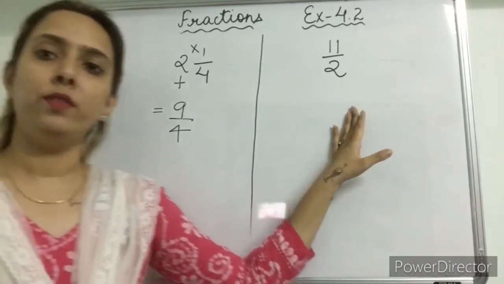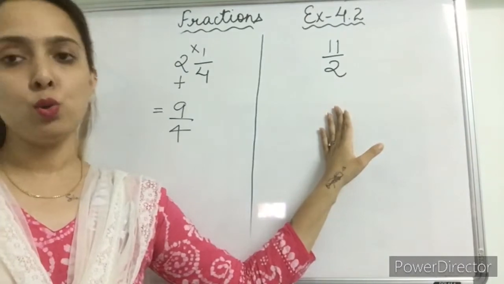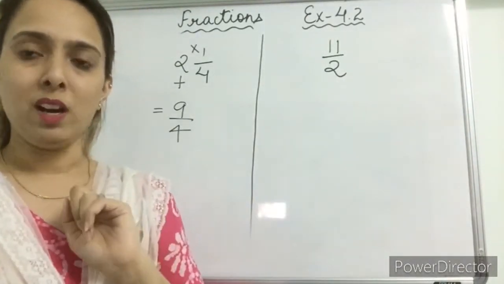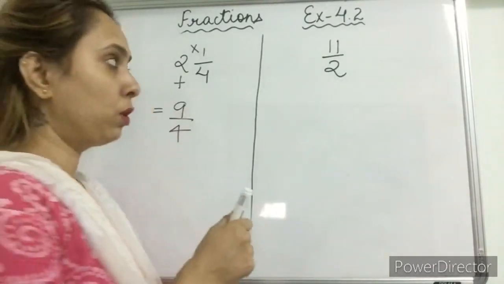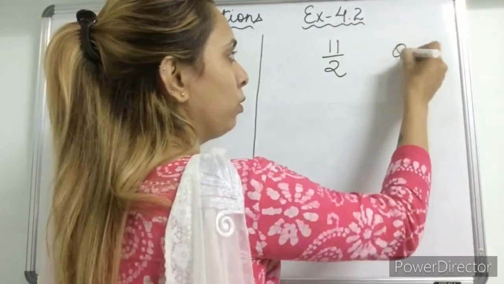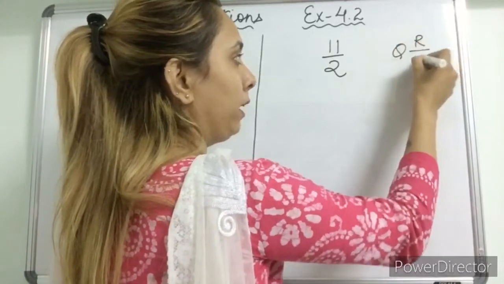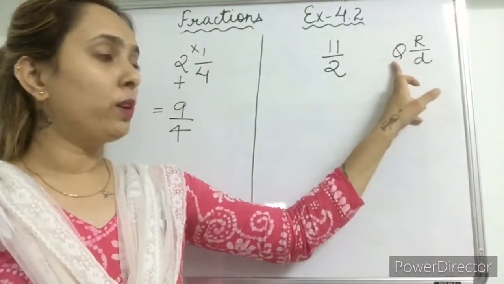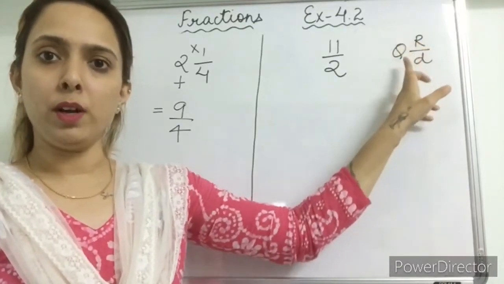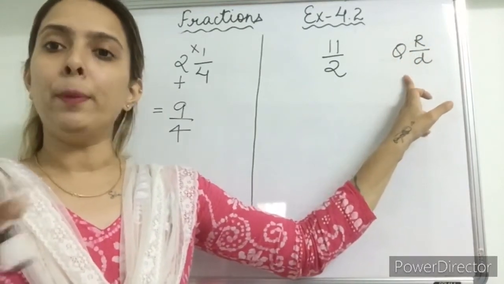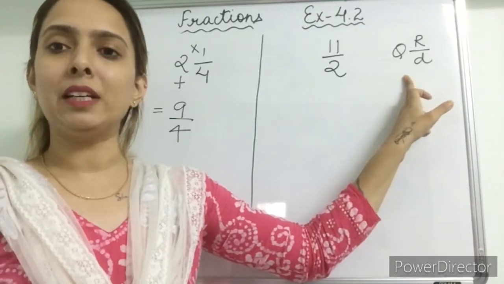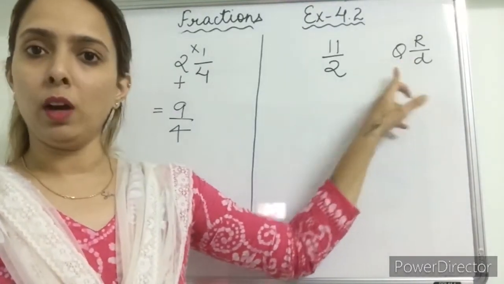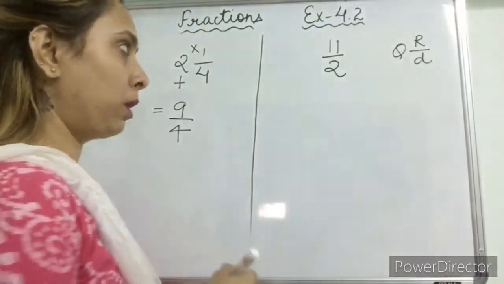Now how will we convert an improper fraction into a mixed number? You have to learn one formula, which I am going to tell you. The formula is Q over remainder upon divisor. So you just remember it this way. Q is quotient, R is remainder upon divisor, small d is divisor. I will always denote capital D as dividend and small d as divisor.